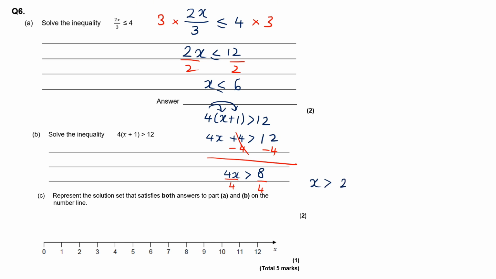Represent the solution set that satisfies both answers for part A and B on the number line. So, okay, 2 is here. It's not shaded in, so we're not including 2 here. So we want everything greater than. It's going to go towards that way. And 6 is here. We're going to shade this in because 6 is going to be a value that will be included. There you go. And this satisfies both of them.